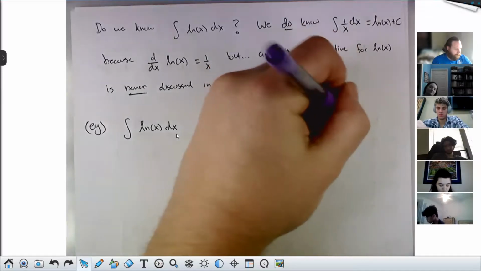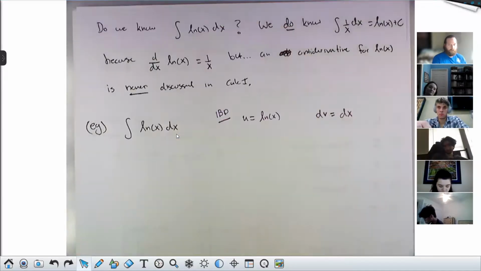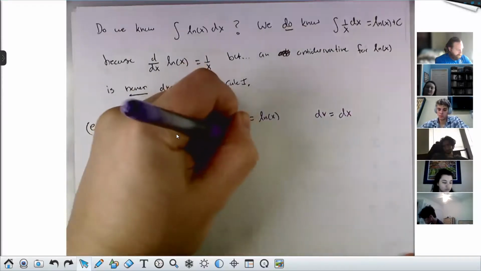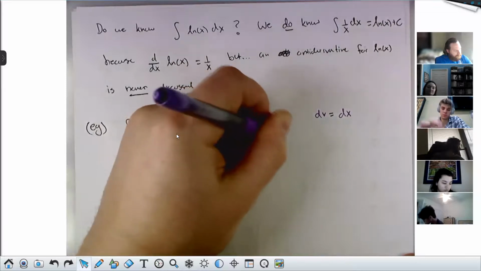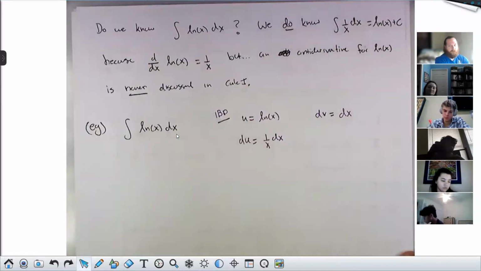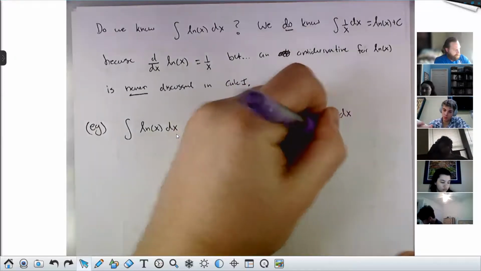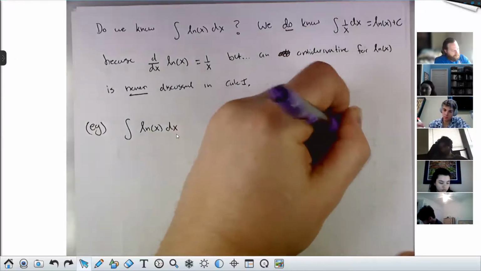And that's how you integrate the natural log function. You set up your integration by parts like this. And then your du is 1 over x dx. We do know the derivative of ln x. And your v, the integral of dx, is just x.